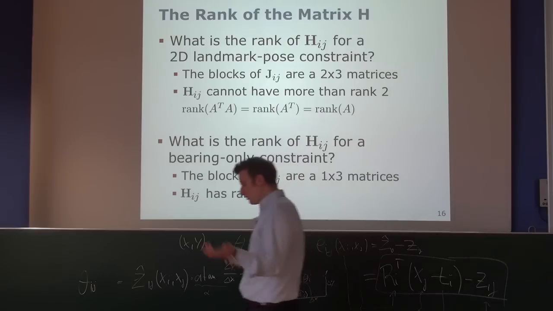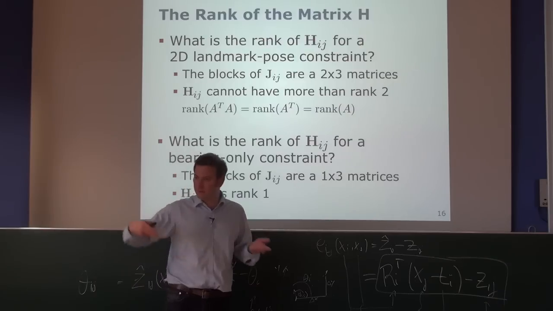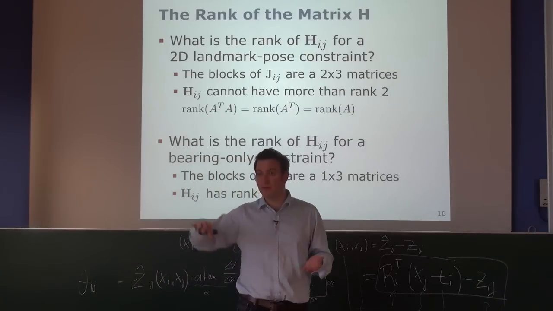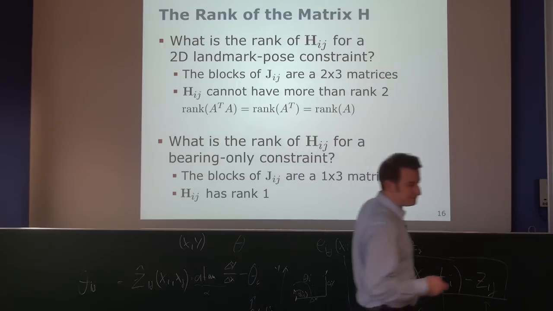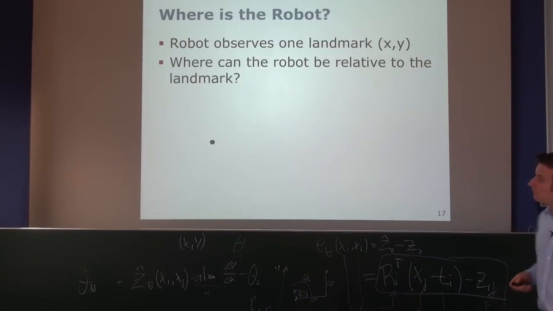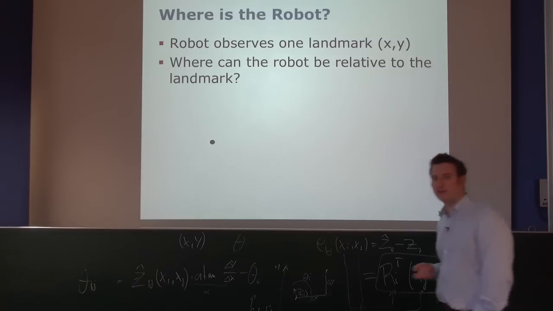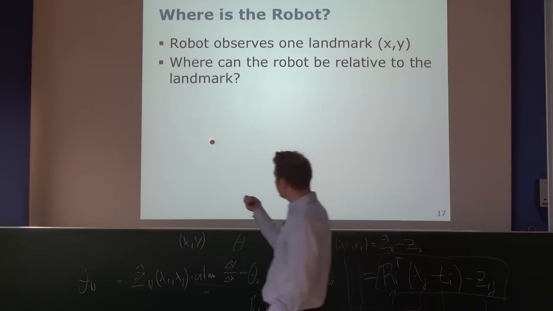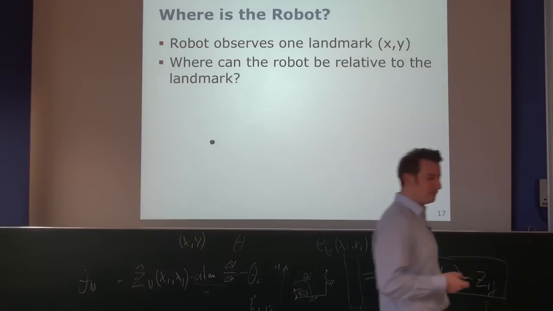In order to generate a constraint between 2 poses with x, y, theta, we need to have 3, right? Because the transformation has 3 parameters. Okay, this gives us to the point. Consider we have a robot that observes a 2D landmark with the delta x, delta y sensor. That's the position of the landmark. The robot observes it. Where can it be?